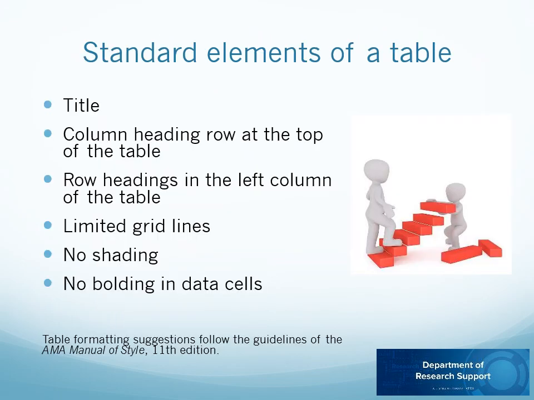There are several standard elements of a table. For example, every table needs a title. The top of every column should have a heading, including the leftmost column. The named study outcomes are placed in the leftmost column of the table and are referred to as the row headings. The standard convention is to use limited grid lines in the table and no shading of rows at submission to your target journal. The standard convention also includes no bolding of reported data and individual data cells.